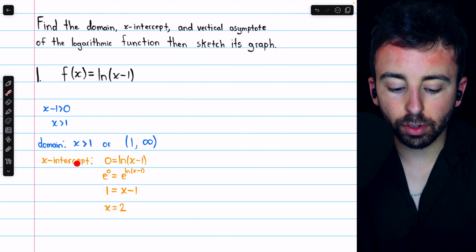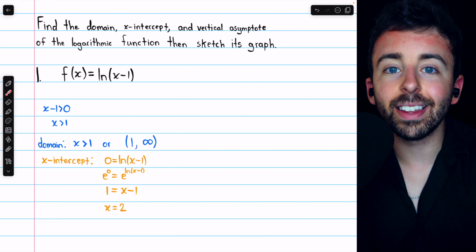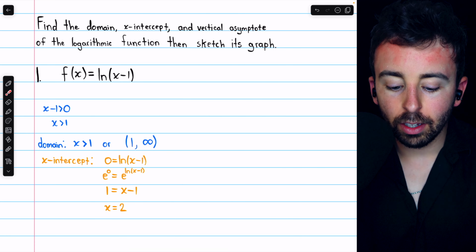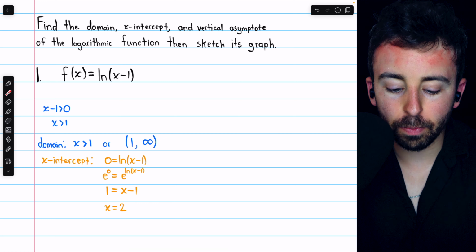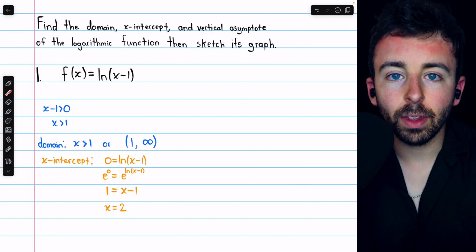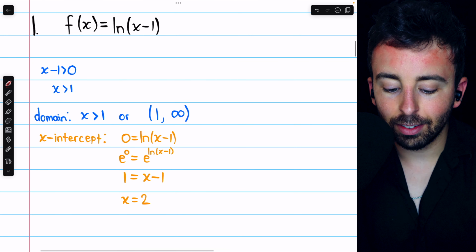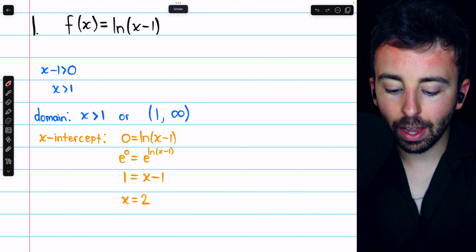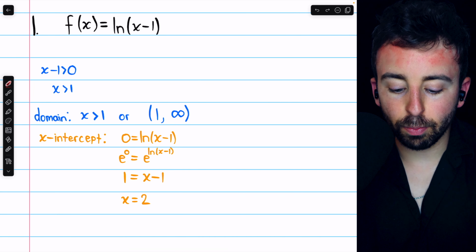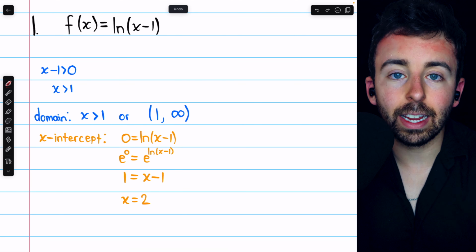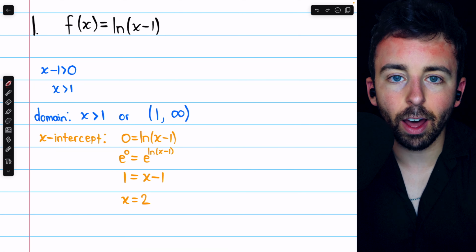Next, the x-intercept. Like I said, this is where the function hits the x-axis, where its output is 0. So we take the function, ln of x minus 1, and set it equal to 0, and then just solve for x. To solve for x, we begin by exponentiating both sides. So on the left, we have e to the 0, and on the right, we have e to the ln of x minus 1. We're doing this because e and ln are inverses. So exponentiate both sides, and we'll be able to get rid of that natural log.